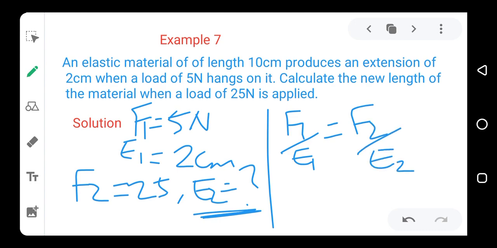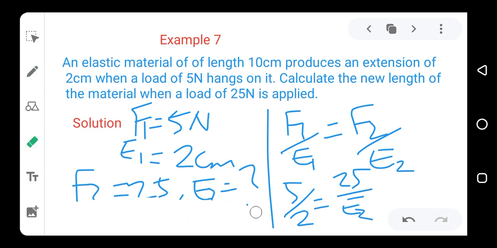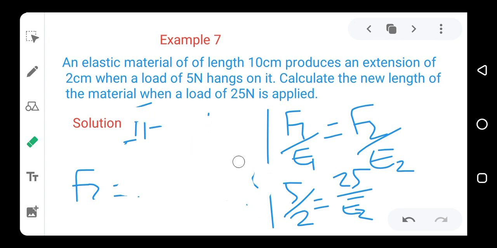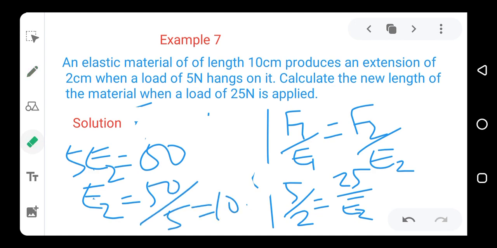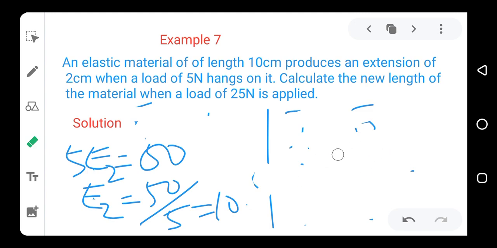Now, this gives us 5 over 2 is equal to 25 over E2. If we do cross multiplication and solve this, we get 5E2 is equal to 50, and that means E2 is equal to 50 over 5, and this gives us 10. With this 10 we have here, it means the extension produced for this is 10.